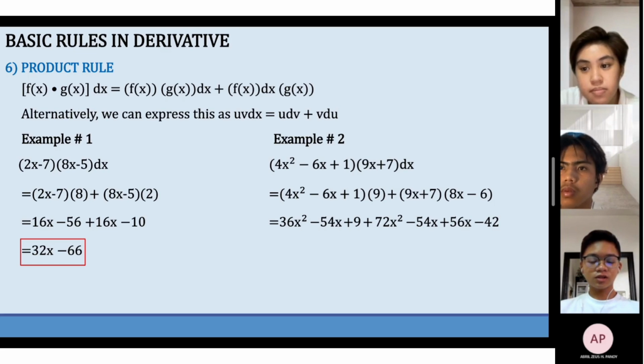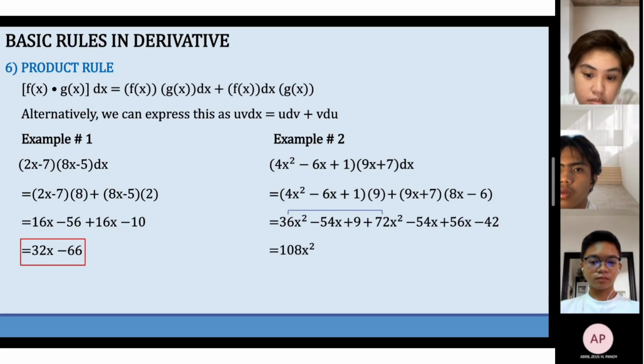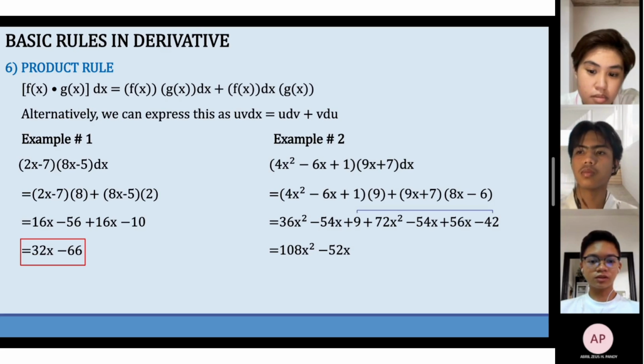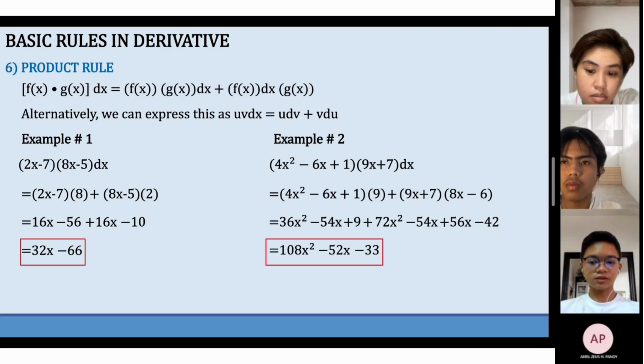Now to combine like terms. 36x squared plus 72x squared is equal to 108x squared. Then negative 54x minus 54x plus 56x is equal to negative 52x. Then 9 minus 42 is equal to negative 33. And we got the answer 108x squared minus 52x minus 33.